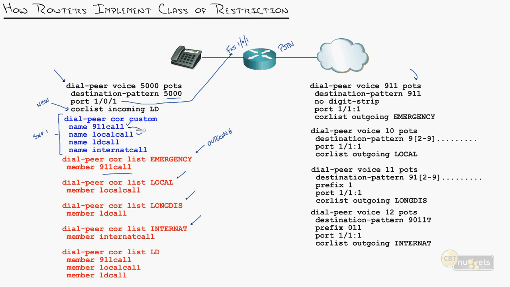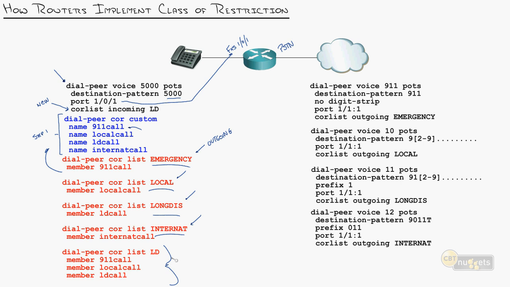But, I mean, you can already see it's kind of tedious to do it. So most of the time, your outgoing core lists are just going to have one underneath. So I've got emergency, local, long distance, and internet, and you can see what members they have. Just, I mean, reference the two right there. Now, step 3 is I create the incoming core list. In this case, there's only one.